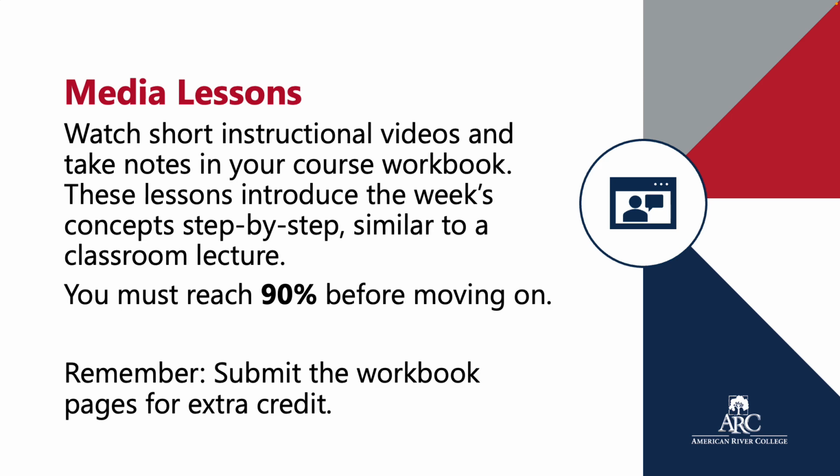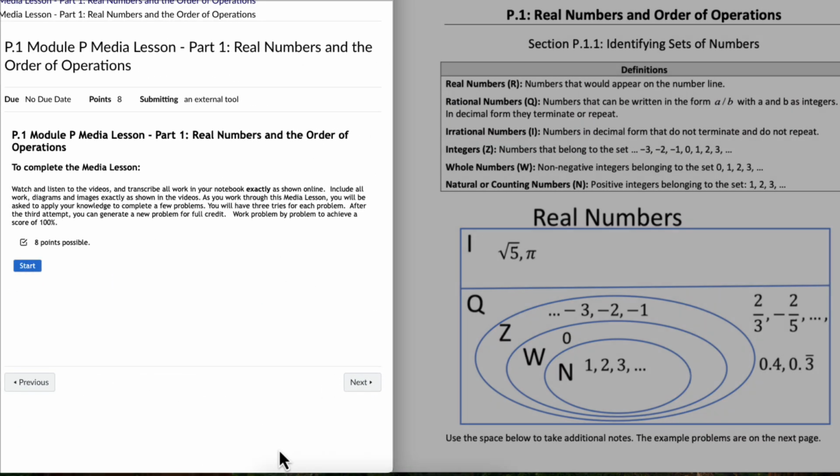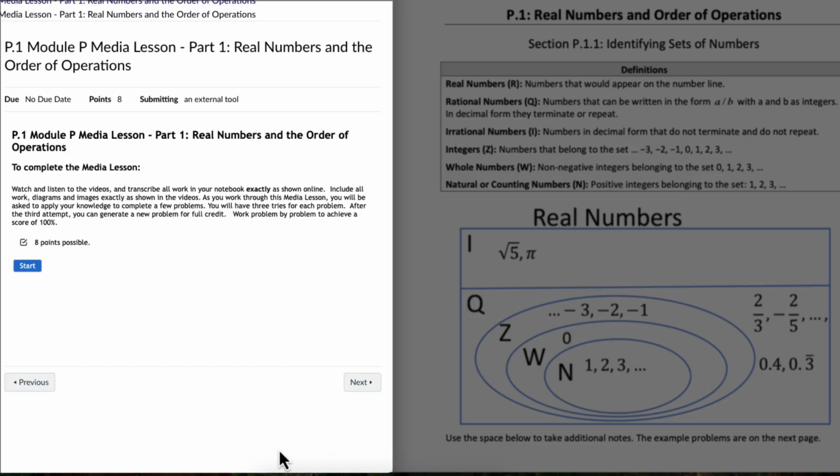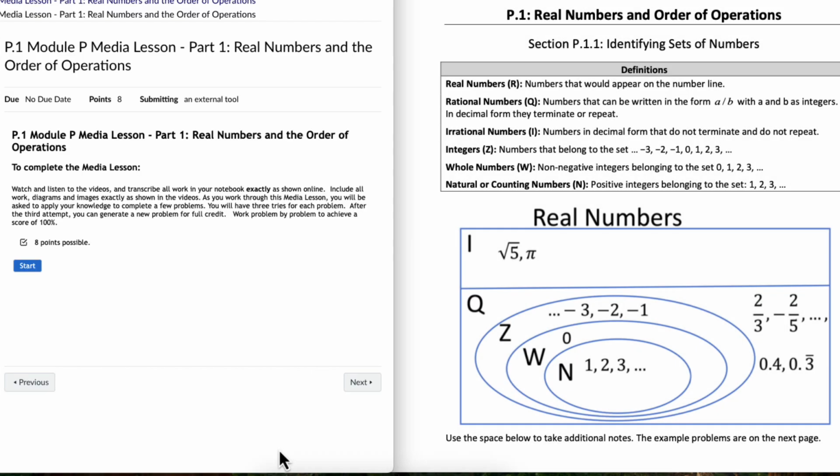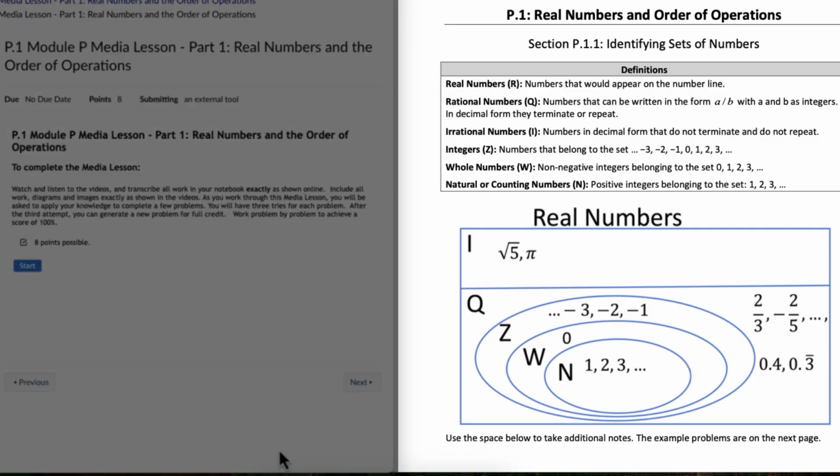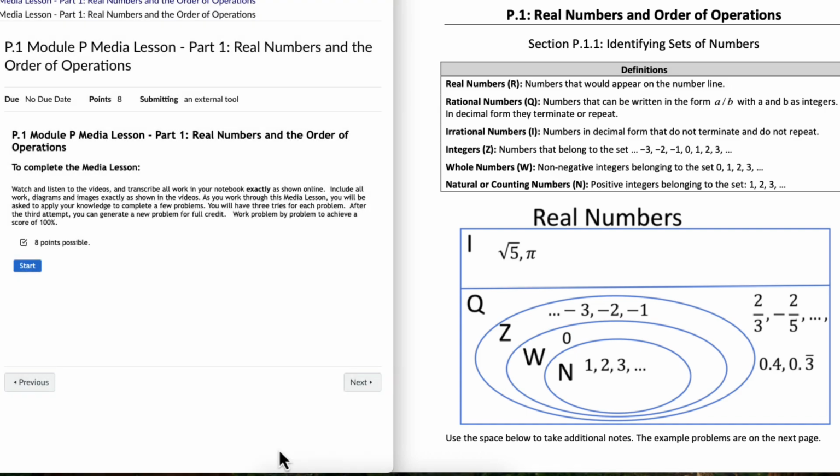Let's go back over to Canvas and see how a media lesson is designed. On the left side of the screen, I have the first media lesson for a Math 300 course. Even if you're enrolled in a different course, the general structure will still be the same. On the right-hand side, I have the corresponding page in my workbook for Math 300. The workbook is designed to work with the media lessons. You want to make sure that you have it open and are taking notes as you work through each lesson.